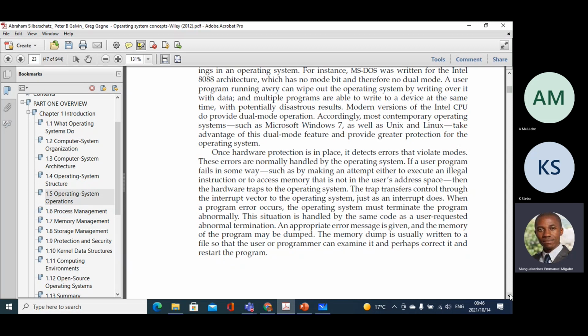So this situation is handled by the same code as a user requested abnormal termination. An appropriate error message is given, and the memory of the program may be dumped. The memory dump is usually written to a file so that the user or programmer can examine it and perhaps correct it and restart the program. So that specific file to which the errors are written is what we call the log file. I'm sure you've encountered a log file in the past.